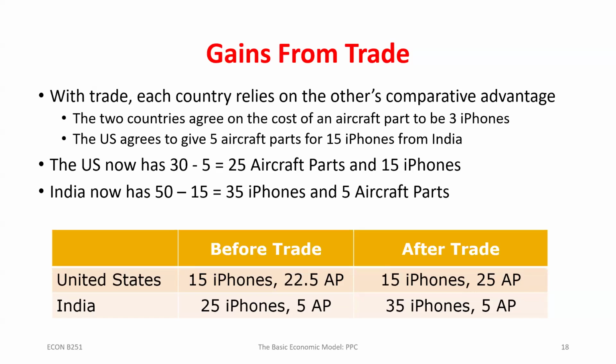Or think about it this way: not only are both individuals better off, in this specific scenario, both countries being better off actually ends up with the entire world having more, also being better off, right? Instead of 40 iPhones and 27 and a half aircraft parts, we now have 50 iPhones and 30 aircraft parts. Why? If we rely on trade, what is each person doing? They're producing what they're the best at producing. Now, when we say the best, they're producing what they can produce at the lowest cost. We're using as few resources as possible to get that same number of goods, right?